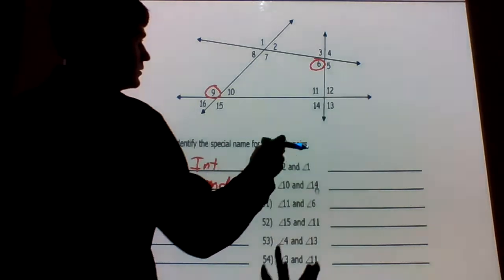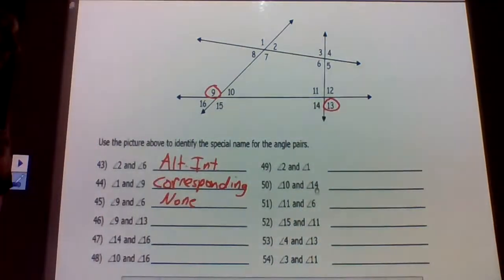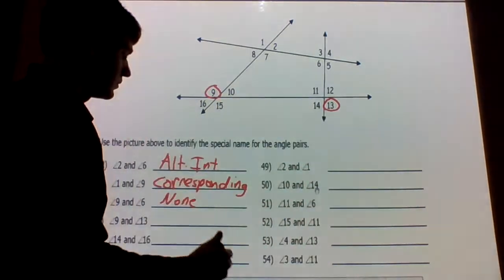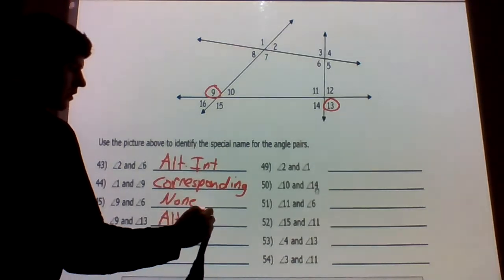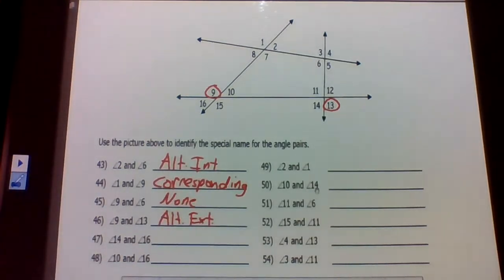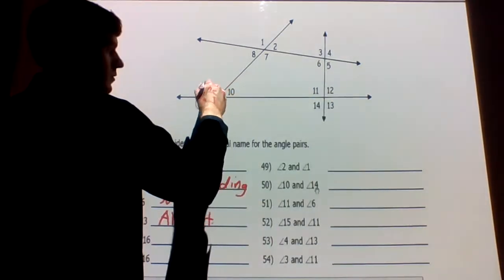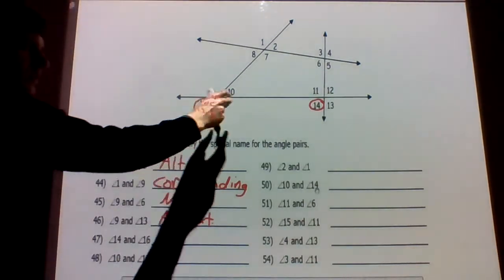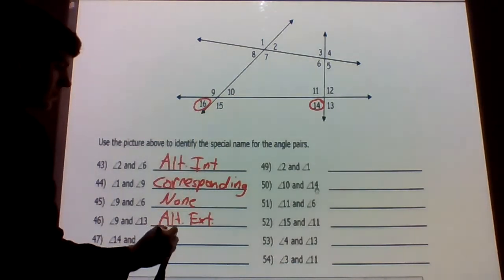9 and 13. Those are alternate sides of the transversal. They're outside of the two lines, so they're alternate exterior. 14 and 16. Okay, those again are corresponding, same corresponding location. If you pick up that intersection point and put it on this one, 14 would be on top of 16, so they're corresponding.